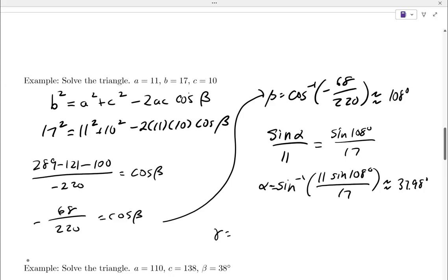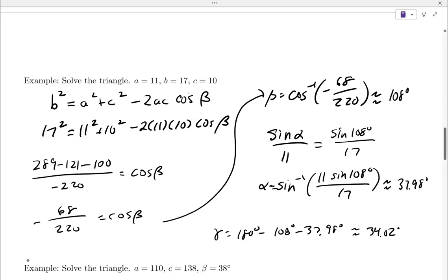And then finally, to get gamma, how do we do that? Good. Yeah. Add them up and subtract it from 180. And what did you get for that? 34. Cool. What questions do you have on that process? Is this okay?